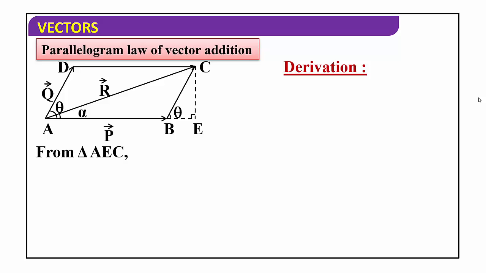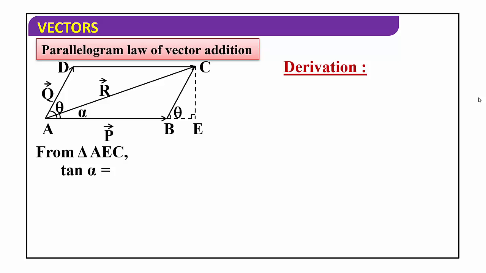Observe the diagram. We are going to consider the triangle AEC. From this triangle we can write the value of tan alpha. We know that the trigonometric function sin theta is equal to opposite side divided by hypotenuse, cos theta equal to adjacent side divided by hypotenuse. So here tan theta is equal to opposite side divided by adjacent side.